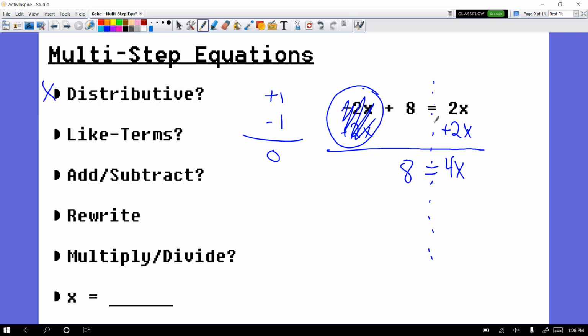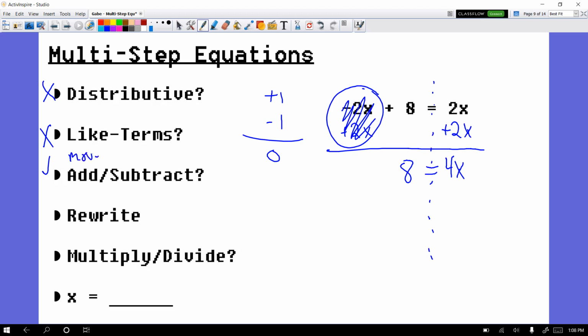Distributive? No. Like terms? Actually, you know what? We did like terms right here, but there weren't any that we could combine to simplify the problem. That's what we mean by that. Was there any addition or subtraction? Yes. But notice that we didn't start with this. So we started with a variable and we moved it.